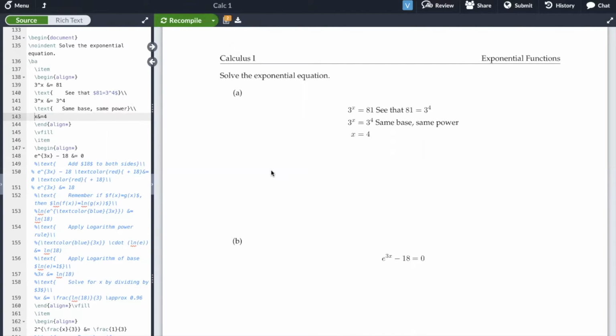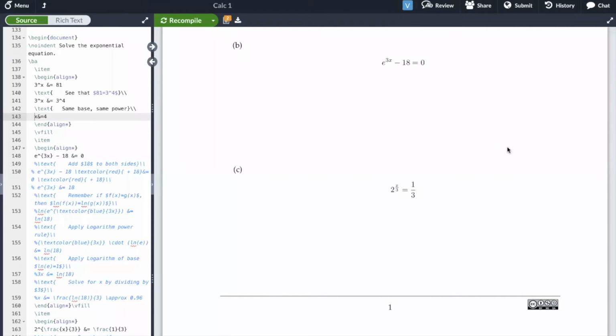So that was our first question. Let's go to question number 2. Our question 2 is e to the power 3x minus 18 equals 0. And to solve this, we should have everything that contains x on one side and everything that doesn't move to the other side. That's why we'll add 18 to both sides.